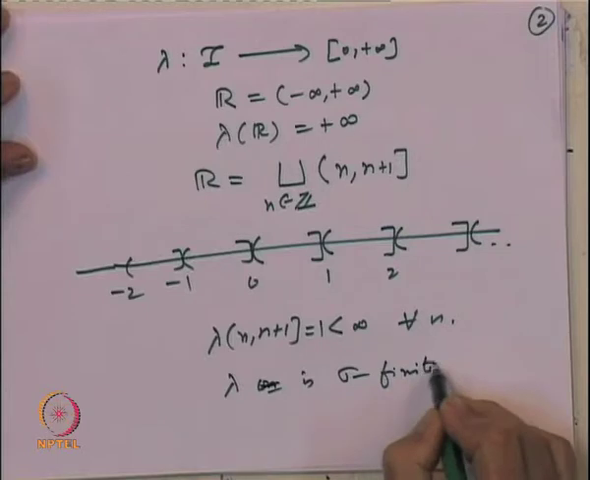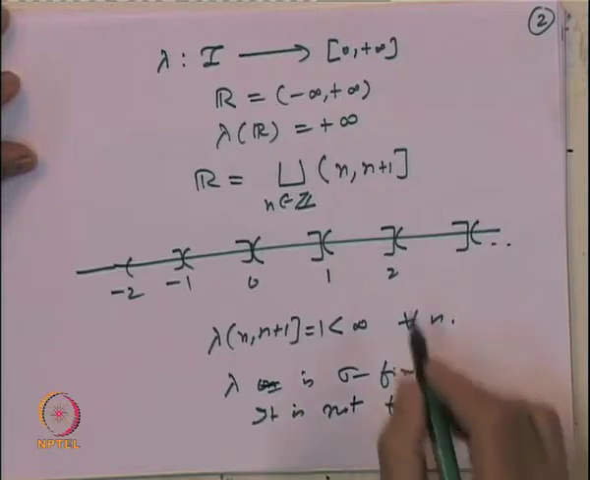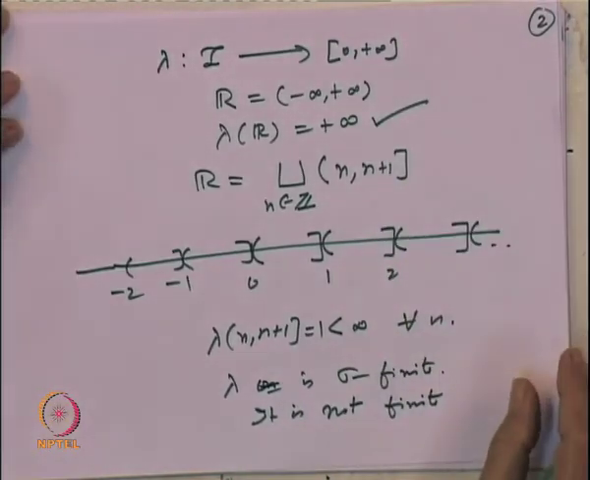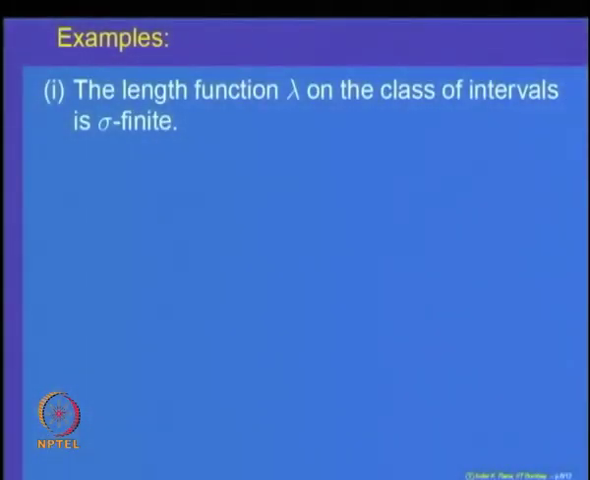Of course, it is not finite, right, because the measure of the whole space, the length of the whole space, is equal to plus infinity. So, this is an example of a set function which is sigma finite. We will give another example of a set function which is totally finite.